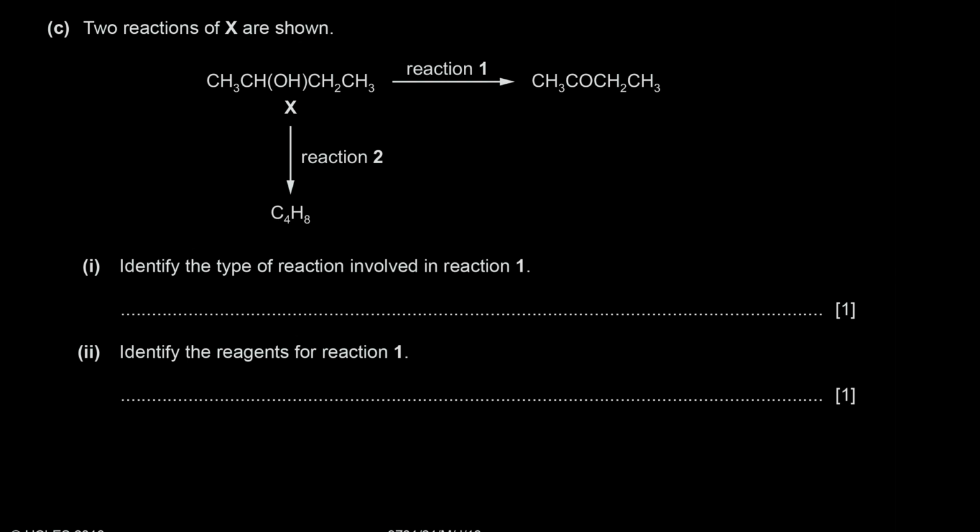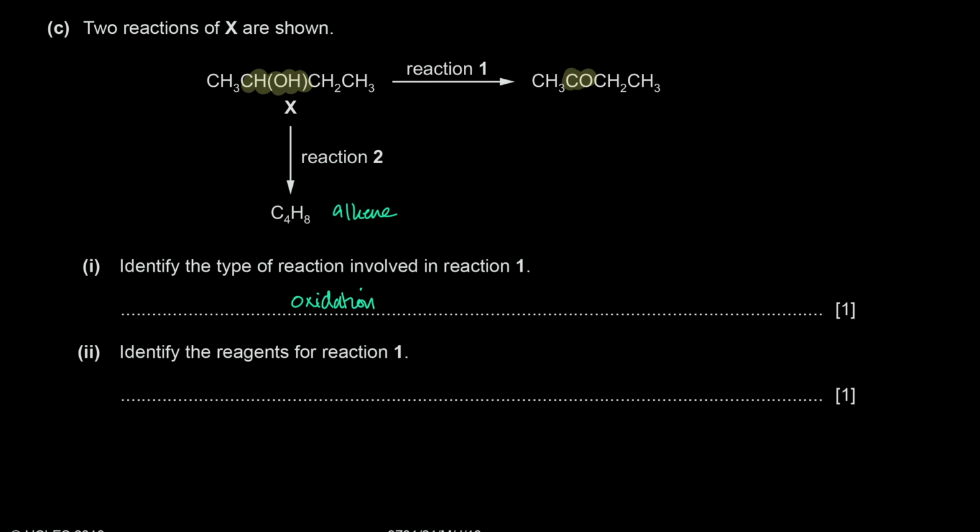2 reactions of X are shown. In the first reaction, the secondary alcohol is being converted into a ketone. In the second reaction, the secondary alcohol is being converted into an alkene, C4H8. What's the type of reaction in reaction 1? When a secondary alcohol is converted into a ketone, that is the oxidation of secondary alcohols. It's a redox reaction, but the oxidizing agent undergoes reduction. As far as the secondary alcohol itself is concerned, it's being oxidized to form a ketone.